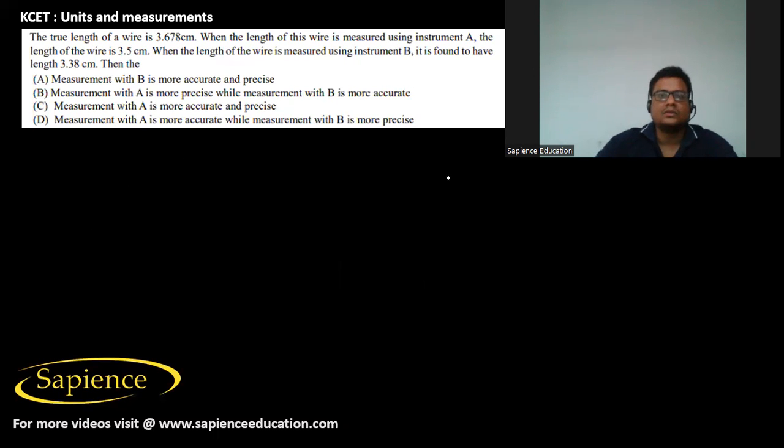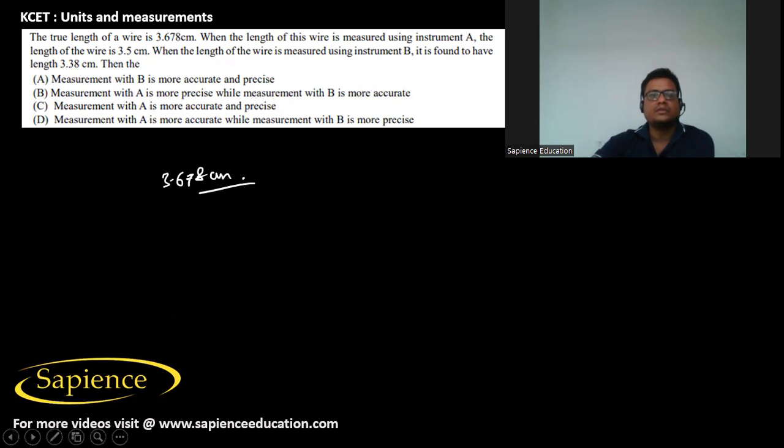Then here it is told that the true length of the wire is 3.678 centimeter. When the length of the wire is measured using instrument A, the length of the wire is 3.5 centimeter. When the length of the wire is measured using instrument B, it is found to have length 3.38 centimeter.